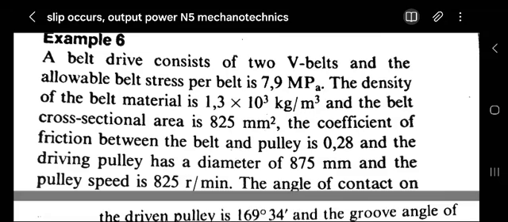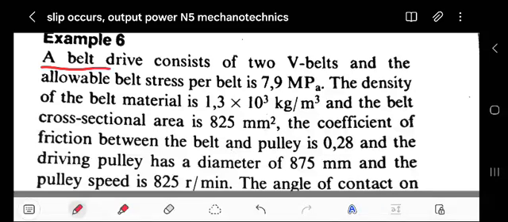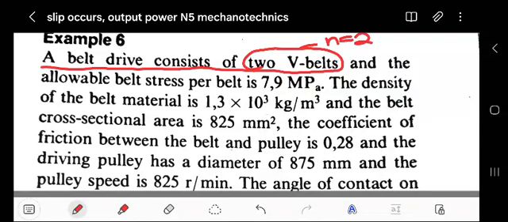Still under Mechanotechnics N6. Our given example 6 reads as follows. A belt drive consists of 2 V-belts. Check the number of V-belts: N is 2.